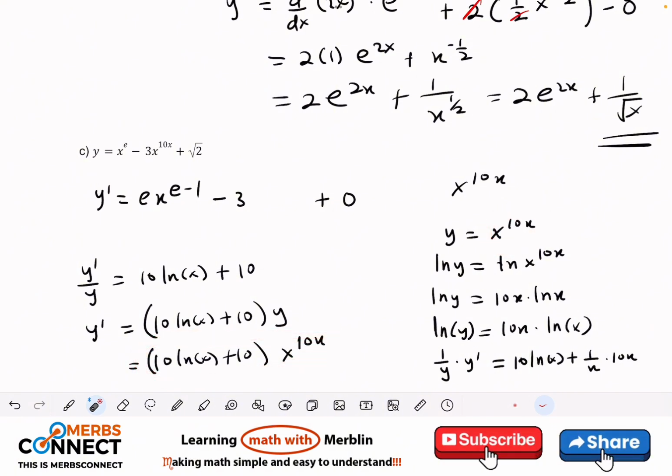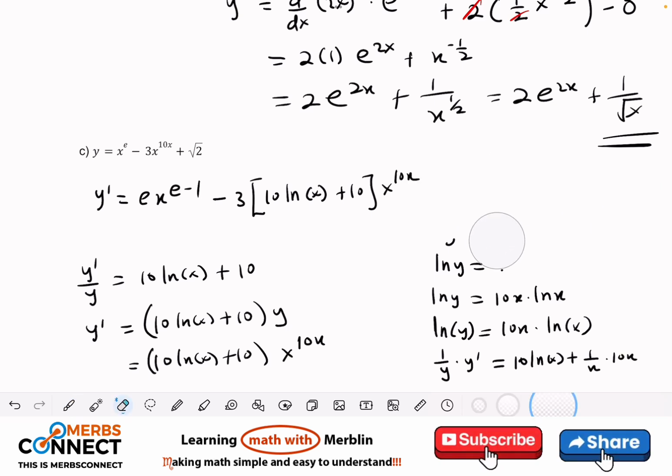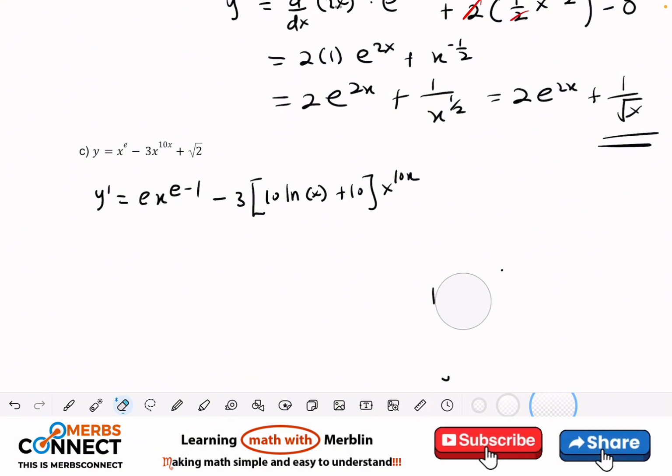So I'm going to replace here by this function right here. So I think I need to move this once more. So I'm going to have 3 times 10 ln x plus 10 x to the power 10x. Right. So that's what I'm going to get. Then let me add the last term to it. The last term was when we differentiated root 2, we had 0. So when I simplify, I'm going to have e x to the e minus 1.